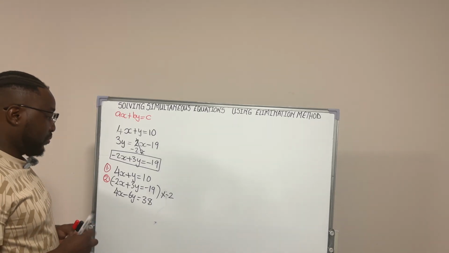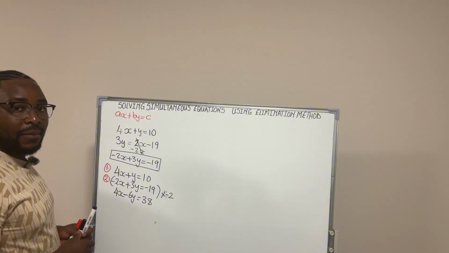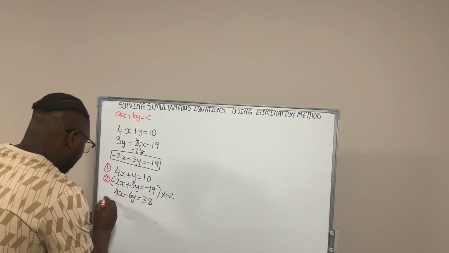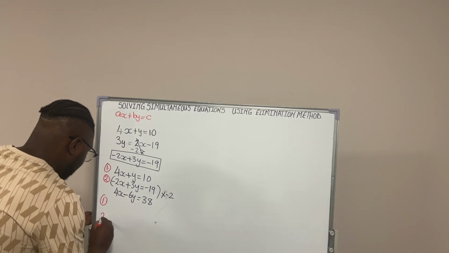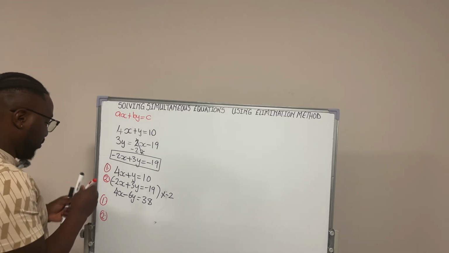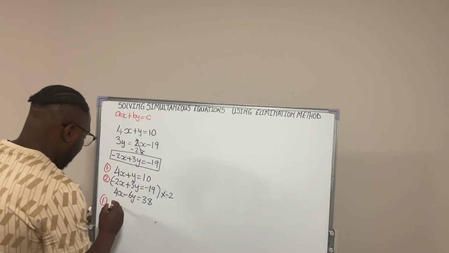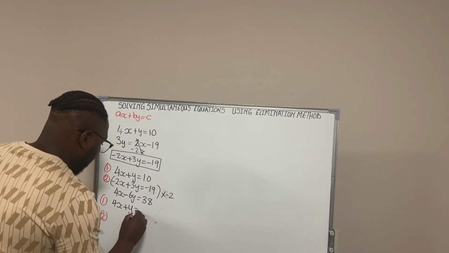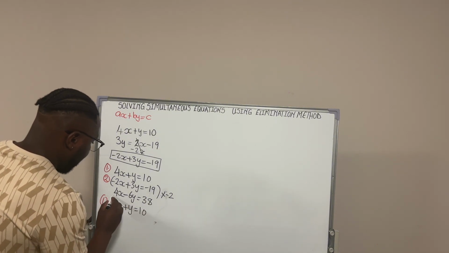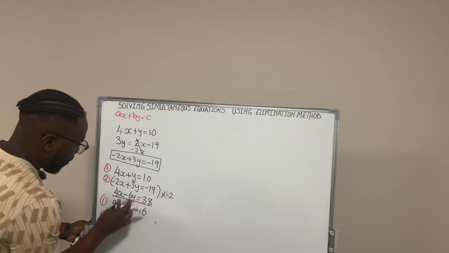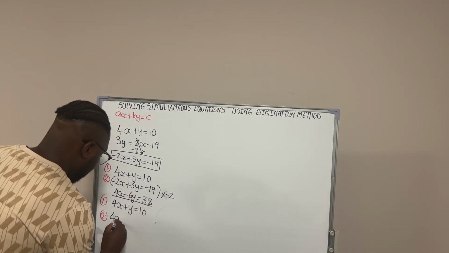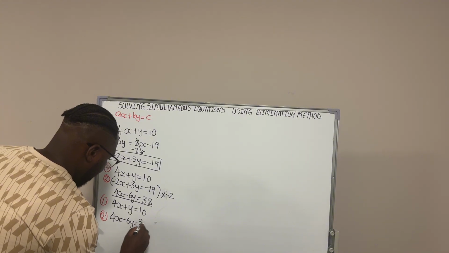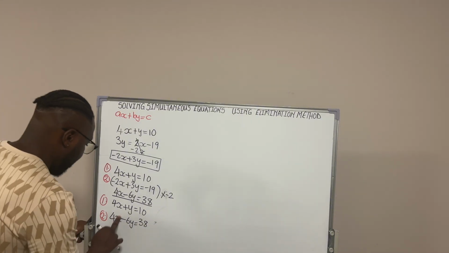Okay, so now let us write our equations. We have equation number 1 and equation number 2. Our equation 1 is 4x plus y equal to 10, and our second equation will be this equation right here, 4x minus 6y equal to 38.